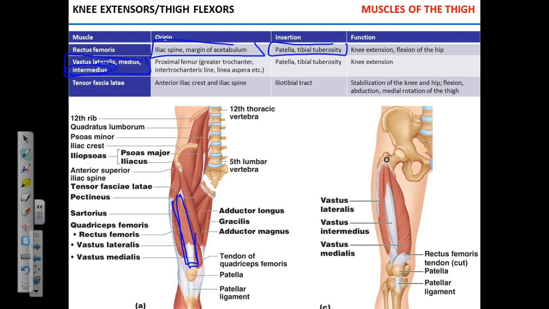On the right-hand picture, you can see vastus lateralis, vastus medialis, and vastus intermedius. They all originate at the proximal femur and insert into the tibial tuberosity. Now these guys, since they run from the femur to the tibia, can do only extension of the knee. They do not cross the hip joint. They have no role in moving the hip joint. Does that make sense?